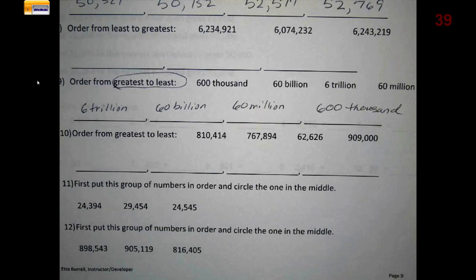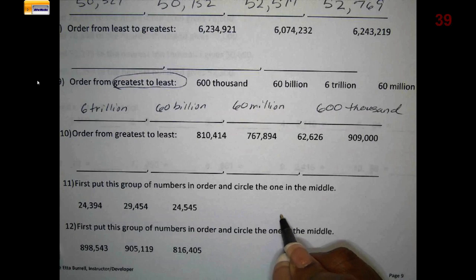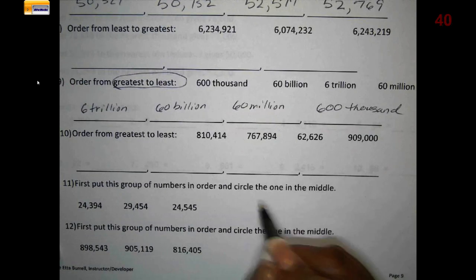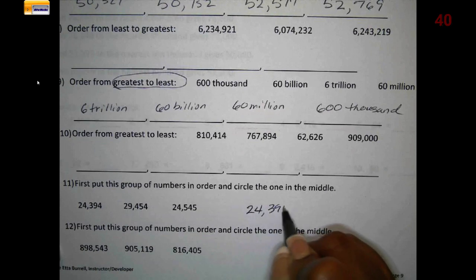Okay, on number 11, first put this group of numbers in order and then circle the middle one. So if I put these in order, what should go first? Does it tell me least to greatest or greatest to least? No. So you get to choose. You can do smallest to largest or largest to smallest, but you got to put it in order. So let's do smallest to largest. Okay, so what's smallest? Okay, and then what?